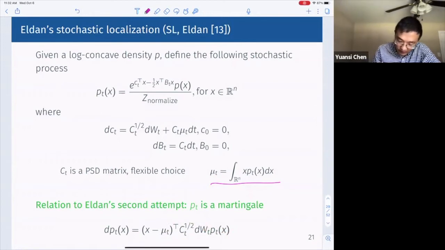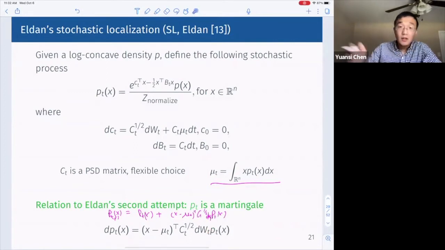So you are basically multiplying pt by a little linear function. If you discretize, pt plus 1 of x equals this linear function that I multiply to pt x. And this Brownian motion part is basically specifying the random direction in which you are multiplying this random function. So this differential equation is making his second attempt idea very concrete.